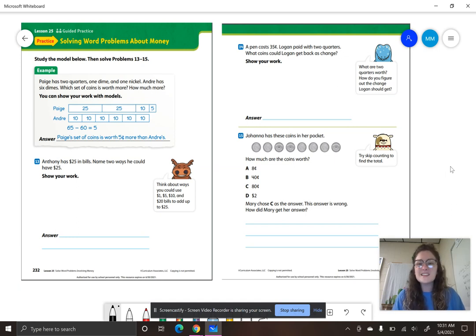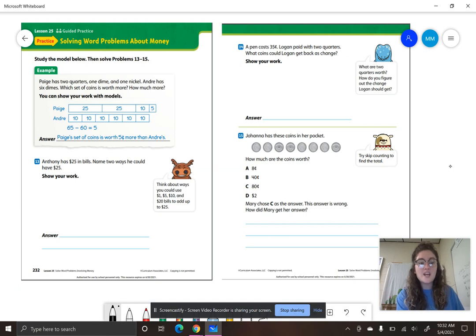All right, so let's look at the example. It says Paige has 2 quarters, 1 dime, and 1 nickel. Andre has 6 dimes. Which set of coins is worth more? How much more? So, Smarties, remember yesterday how we were solving? It was like a 3-step word problem. That's the same thing for this example. So, look at how they modeled this problem. They used a tape model.